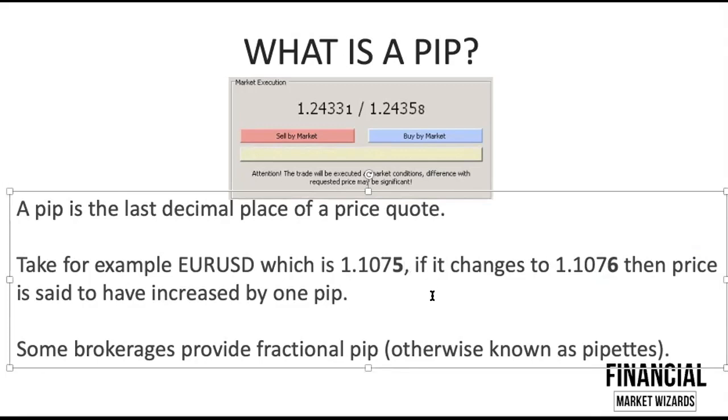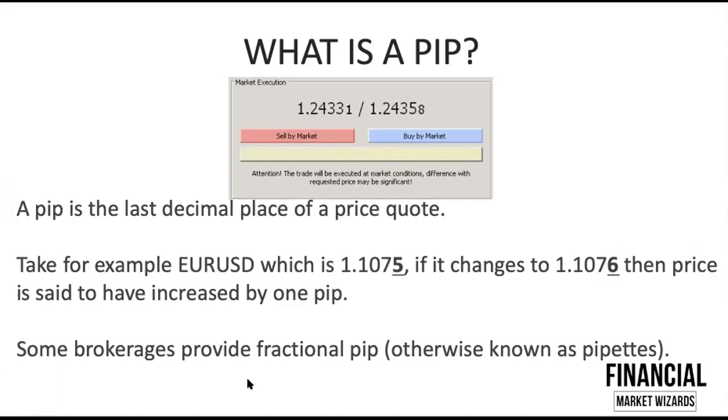Of course, if it went from 1.1075 to 1.1080, then that would be a 5 pips increase. It's just simple maths. So just look at the last figure over here. Let me just highlight it for you. Then the other thing that we want to share with you is also about fractional pips.